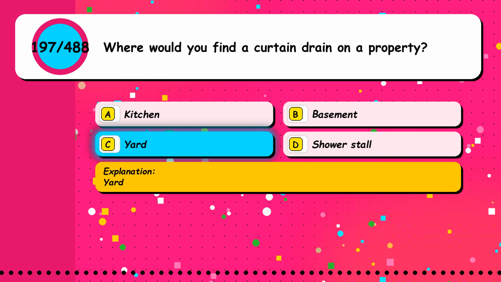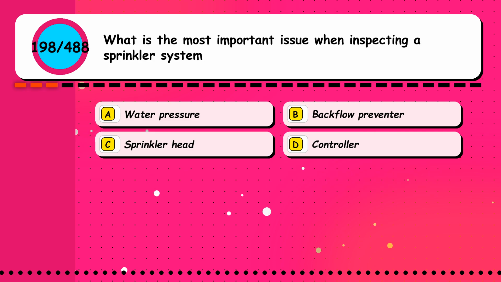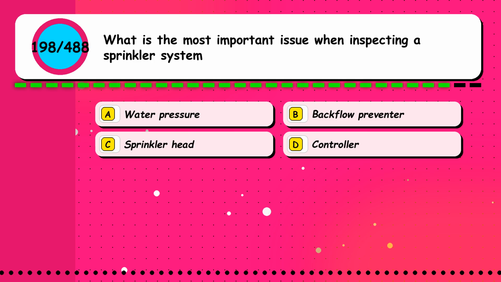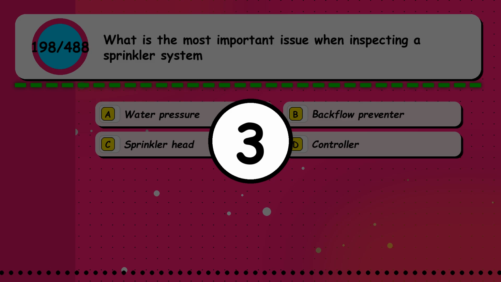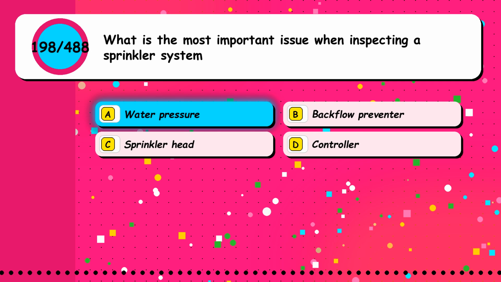Yard. Question 198. What is the most important issue when inspecting a sprinkler system? Option A, water pressure. Option B, backflow preventer. Option C, sprinkler head. Option D, controller. The correct answer is option A, water pressure.